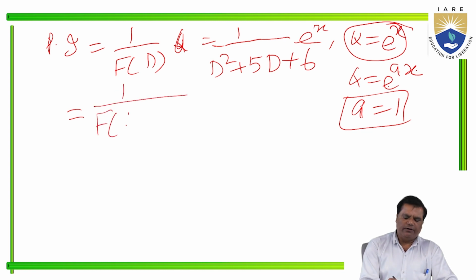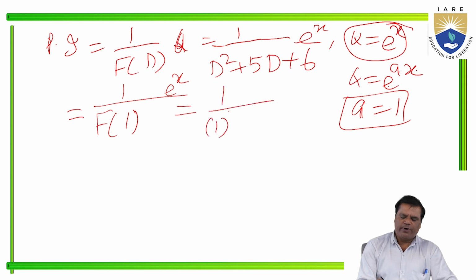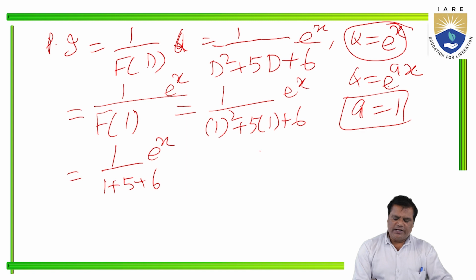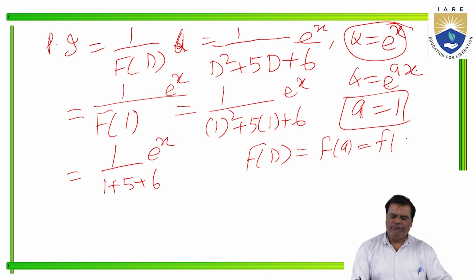F(D), which means F(1), into Q, e to the power x. This equals 1 upon 1 square plus 5 into 1 plus 6, e to the power x, which is 1 upon 1 plus 5 plus 6 into e to the power x. Here putting D equal to a, F(D) equals F(a). F(a) means F(1), D equal to a equal to 1.